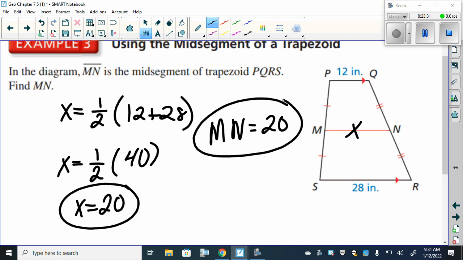Will MN, the mid-segment here, ever be bigger than 28? Because that wouldn't really make a shape, would it? Because if it's longer, well, now we have two other sides, because it's got to come down to those points and then back over. Is there any way that MN will be smaller than 12?